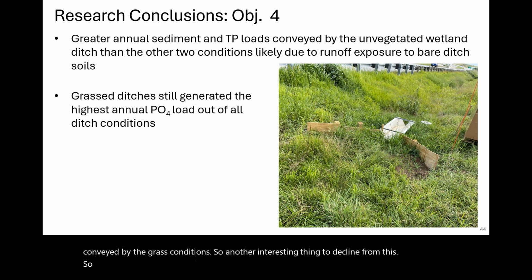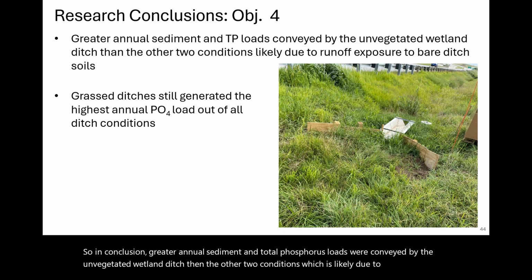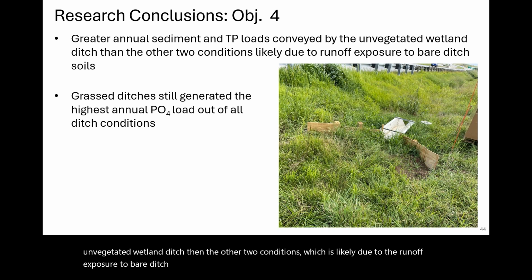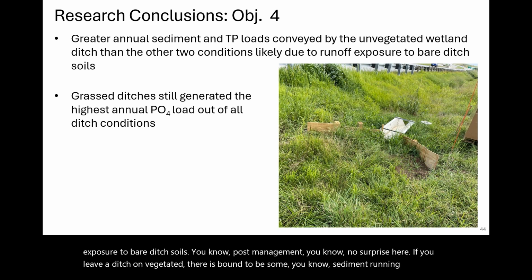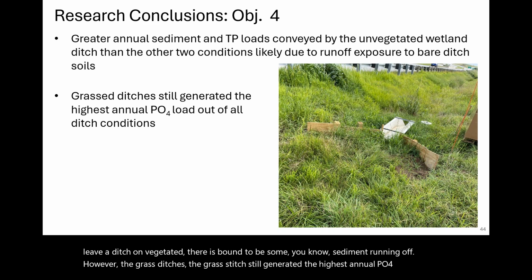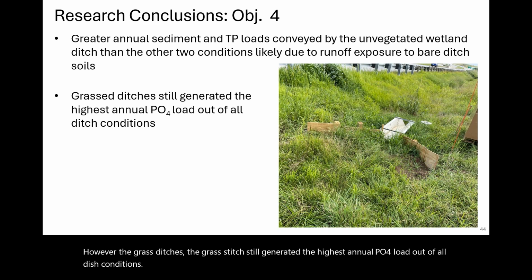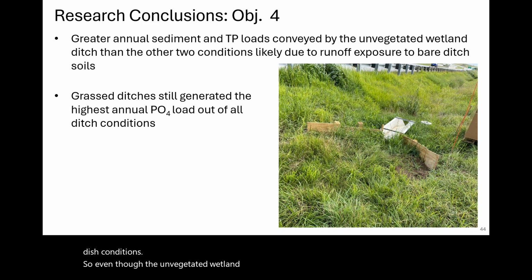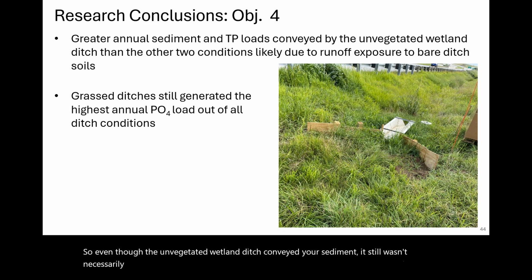So, in conclusion, greater annual sediment and total phosphorus loads were conveyed by the unvegetated wetland ditch than the other two conditions, which is likely due to the runoff exposure to bare ditch soils post-management. No surprise here: if you leave a ditch unvegetated, there is bound to be some sediment running off. However, the grass ditch still generated the highest annual PO4 load out of all ditch conditions. So, even though the unvegetated wetland ditch conveyed sediment, it still wasn't necessarily the biggest polluter in terms of PO4, which is a bit unexpected, but an interesting conclusion.